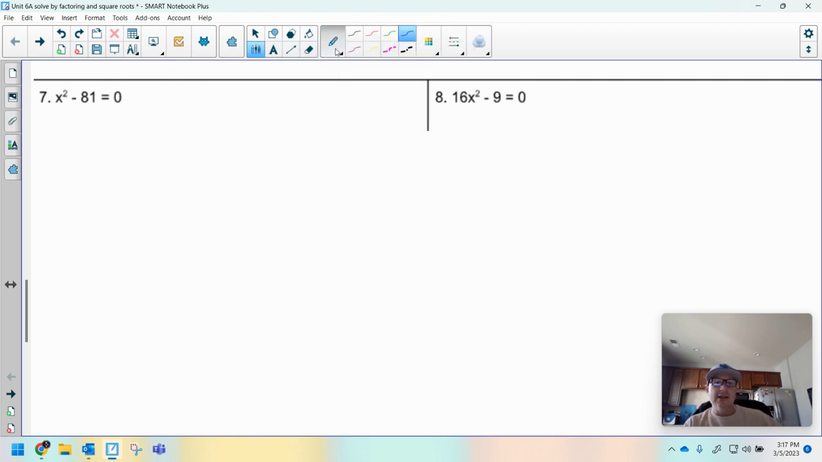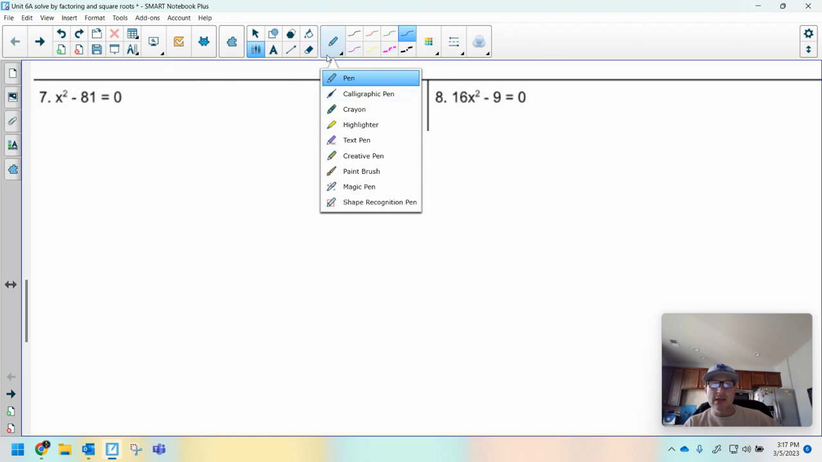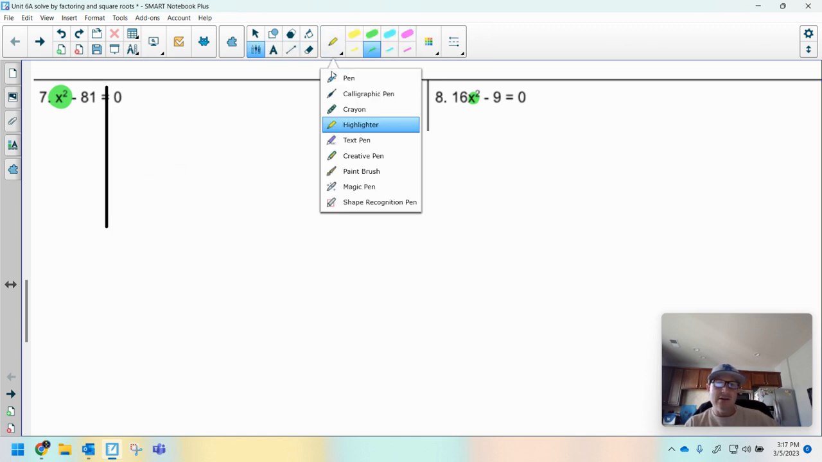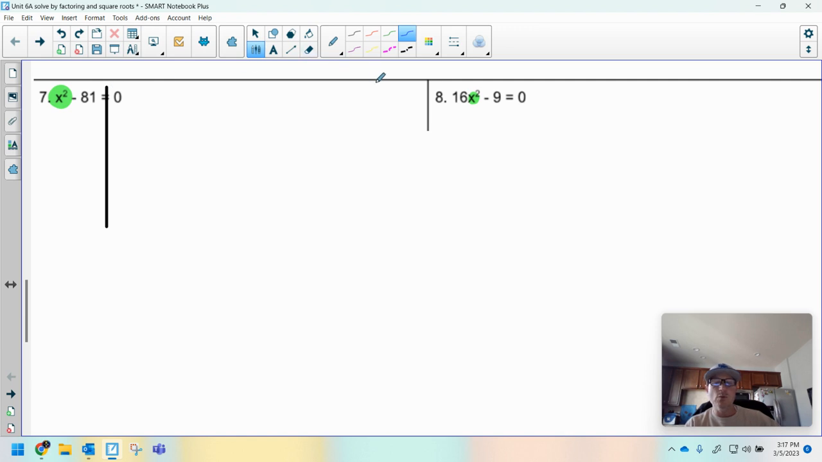Second way to do this is to get the x squared all alone and then solve for x. So I'm going to highlight the x squareds in both. And we're going to get them all alone. When I say all alone, I mean all alone on the same side as the equal. Now there's something else on the side with the x squared that we want to get rid of. And that's the negative 81. We're going to add 81 to both sides. Our next line is going to be x squared, that comes down, equals 81.